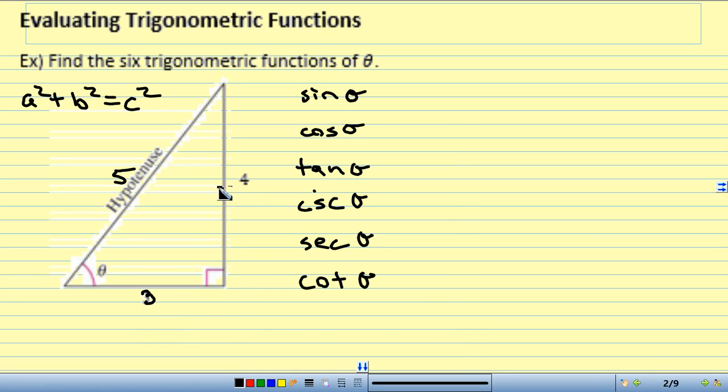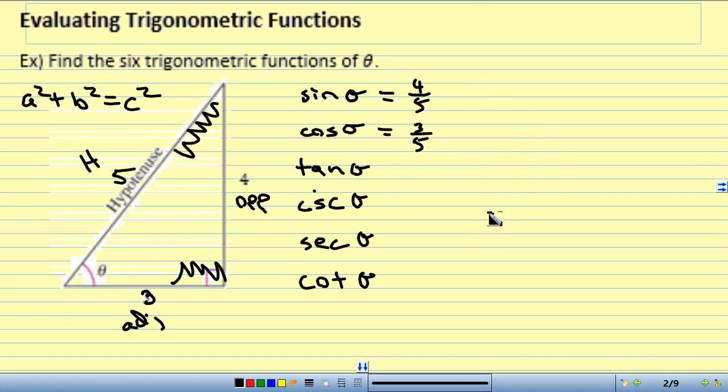So again, my angle is eating the opposite side. I got my adjacent here, and I got my hypotenuse here. So sine is opposite over hypotenuse, so 4 over 5. Cosine's adjacent over hypotenuse, 3 over 5. Tangent is opposite over adjacent, 4 over 3. And then everything else is just reciprocal. So the reciprocal of the sine, 5 over 4, 5 over 3, and then lastly, 3 over 4.